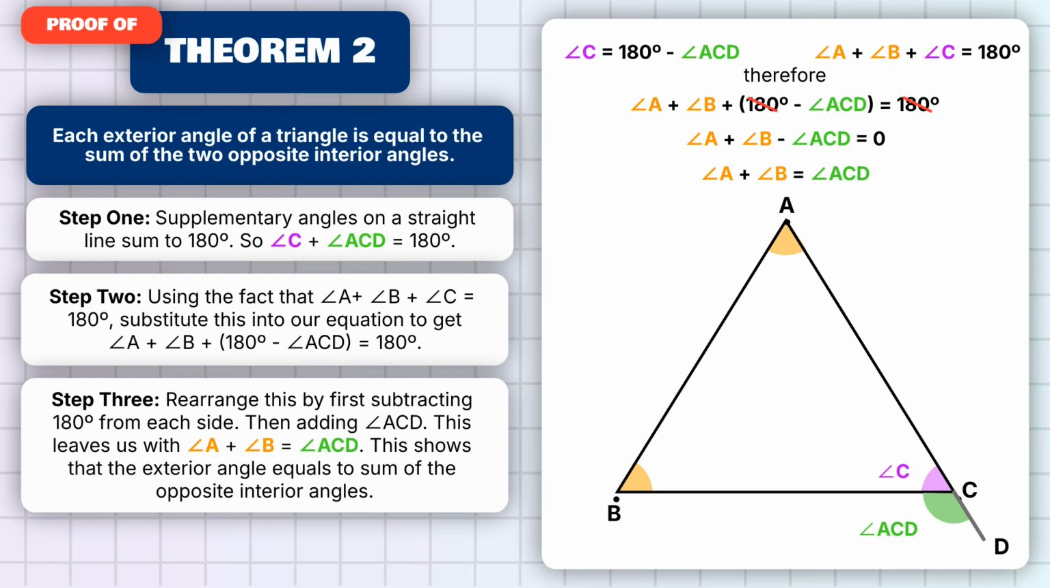Using these proofs, we've established that the sum of the interior angles of any triangle is always 180 degrees, and that each exterior angle is equal to the sum of the two other interior angles. These properties are fundamental in solving many geometric problems involving triangles. Let's now see some examples of this in action.